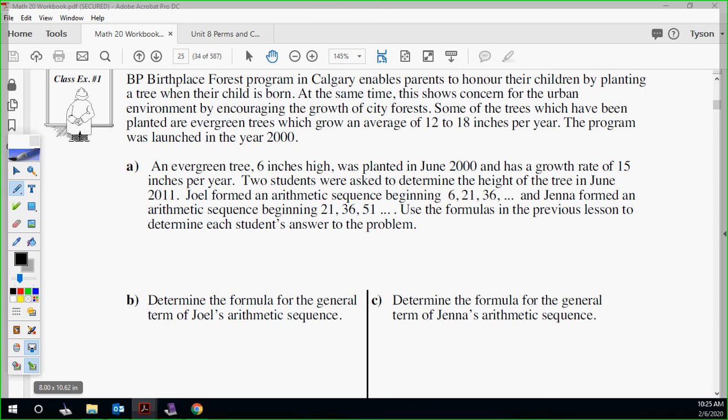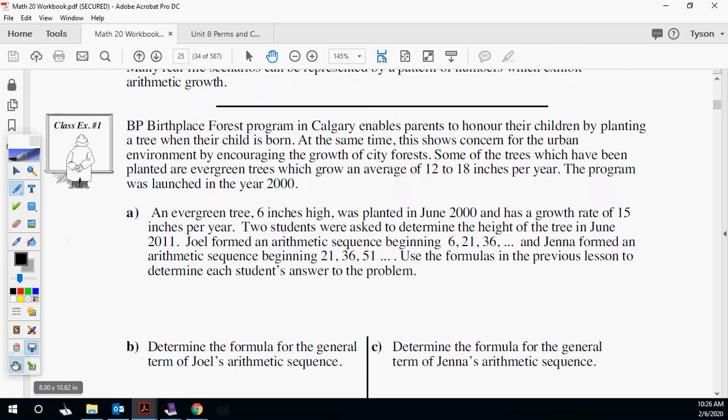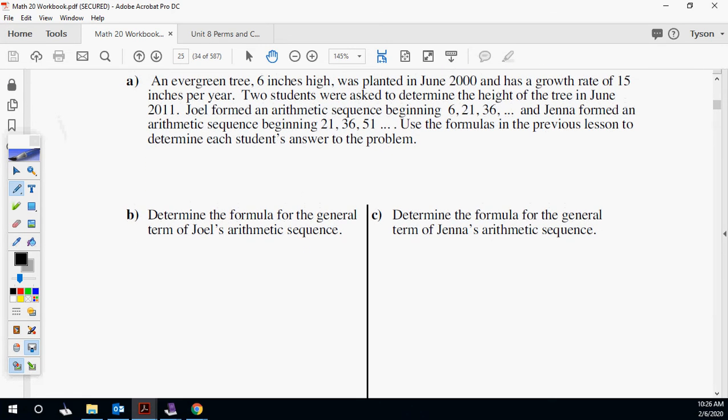Okay, so this problem sets up the idea of a program in Calgary that enables parents to honor their children by planting a tree when their child is born. At the same time, this shows concern for the urban environment, encouraging the growth of city forests. Some of the trees which have been planted are evergreen trees, which grow an average of 12 to 18 inches per year. This program was launched in 2000. So that's a little background of where we're coming from.